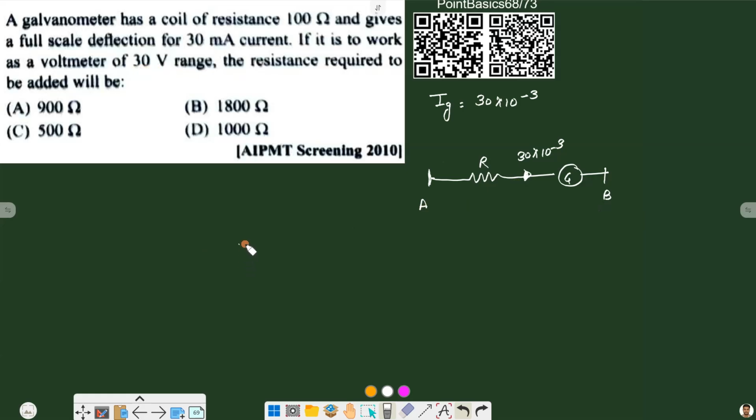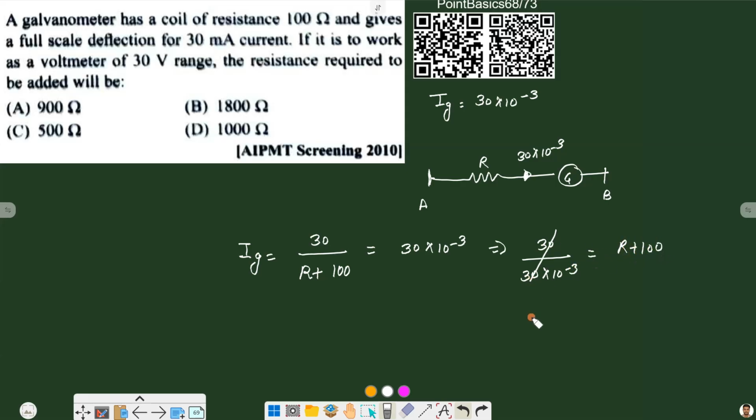So current in this circuit Ig will be equal to 30 volt by the total resistance R plus galvanometer, that is 100. And this value is given to be equal to 30 into 10 raised to power minus 3. So we can write it like 30 divided by 30 into 10 raised to power minus 3 is equal to R plus 100. This will give us 1000 is equal to R plus 100, and R comes out to be 900 ohms. Option A will be the right answer here. Moving to the next one.